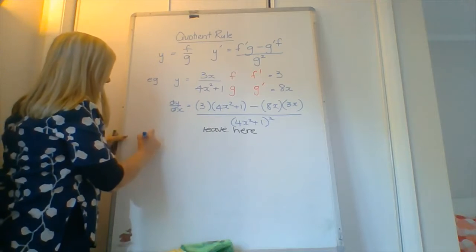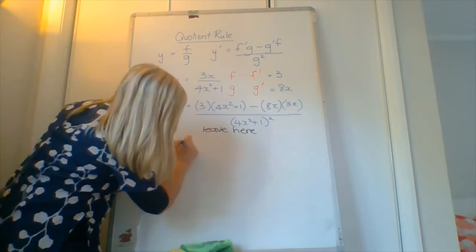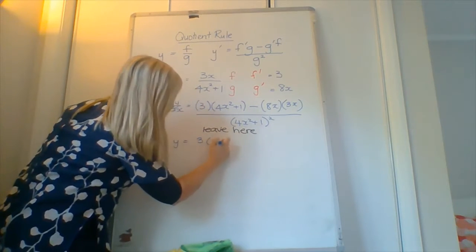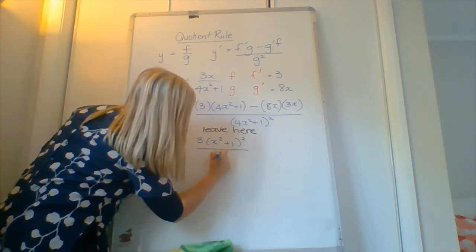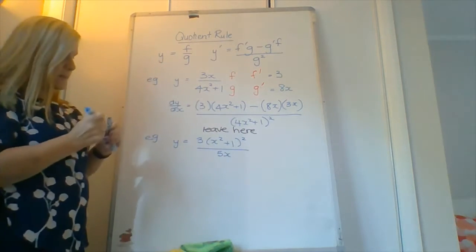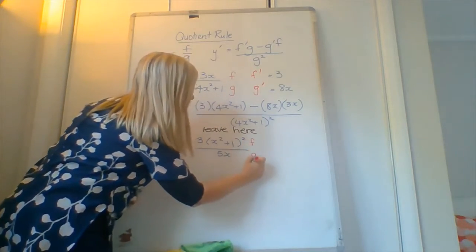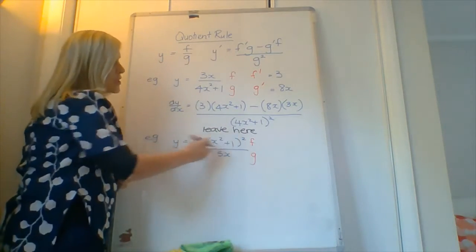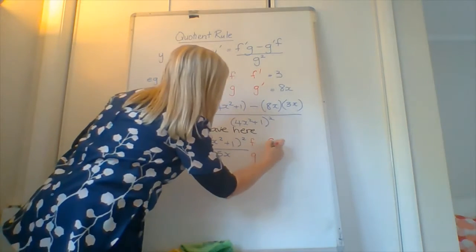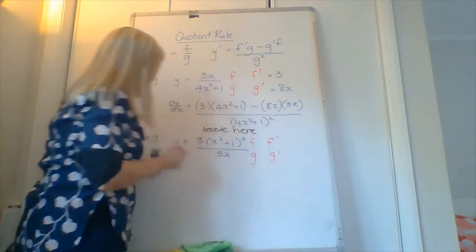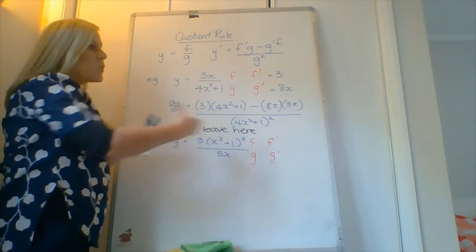Second example, a little bit more complicated. Y equals 3x squared plus 1, all squared, over 5x. All right. So the reason that it's more complicated is because we've got a chain rule on the top. So we need to change that into something else before we differentiate it. So we'll not change it. We need to differentiate it slowly.